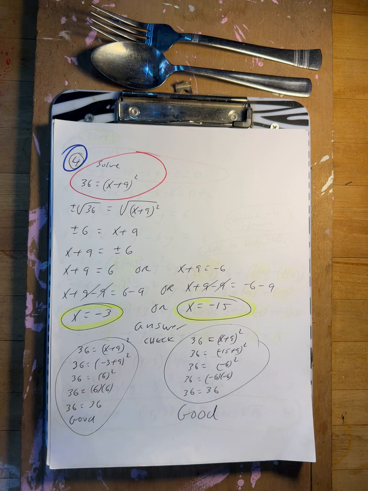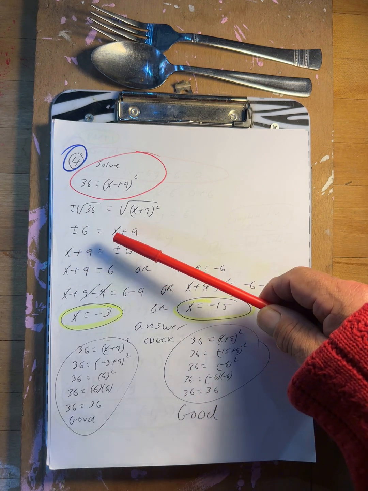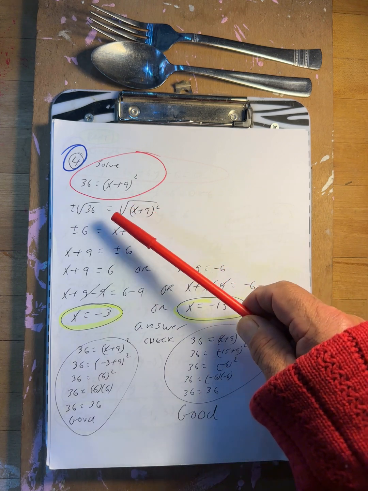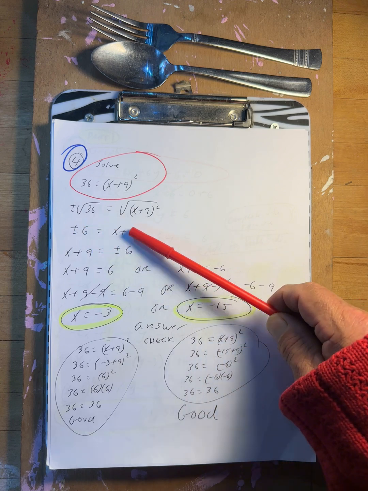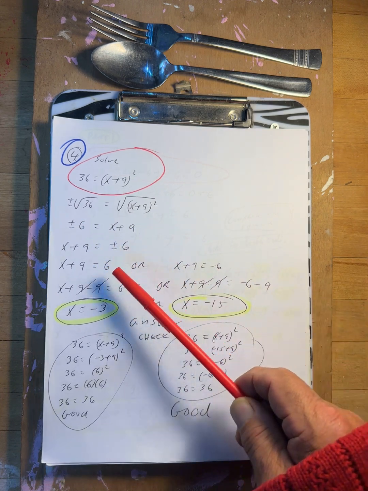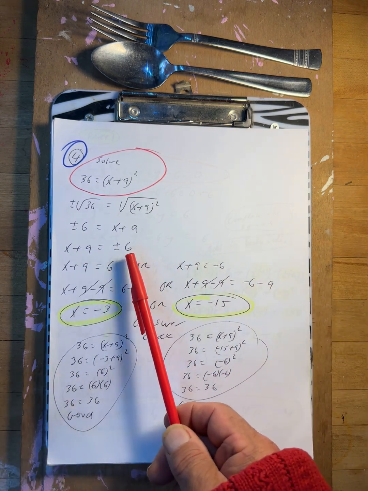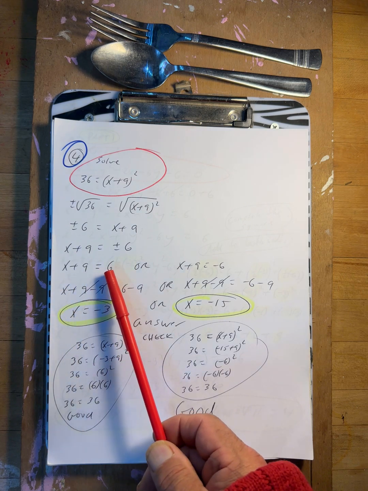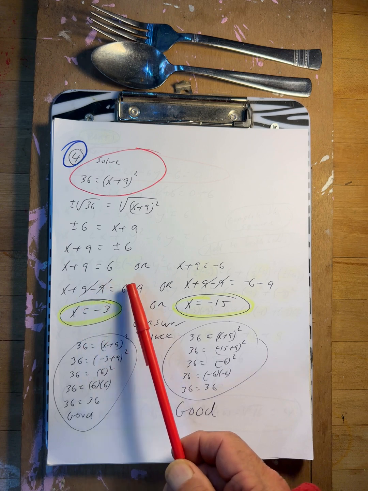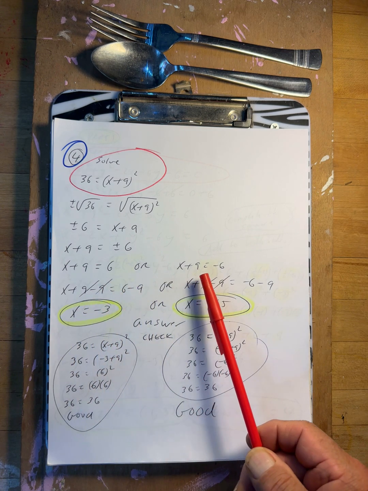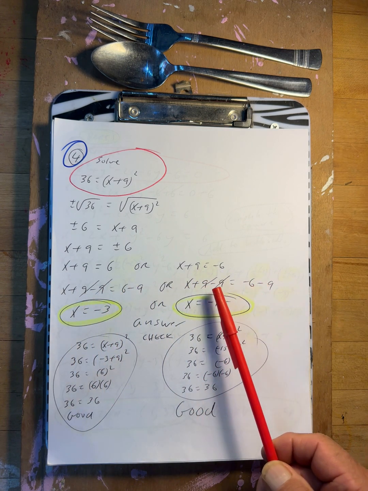Example. Solve this. Well, I'm going to take the square root of both sides. You have plus or minus 6 equals x plus 9. Rewrite it. So now we have x plus 9 equals plus or minus 6. x plus 9 is 6, or x plus 9 is negative 6. Minus 9 minus 9, that's going to give you x equals negative 3, or x equals negative 15.